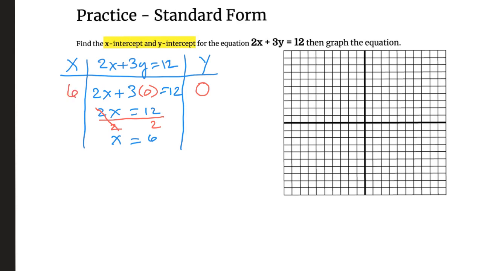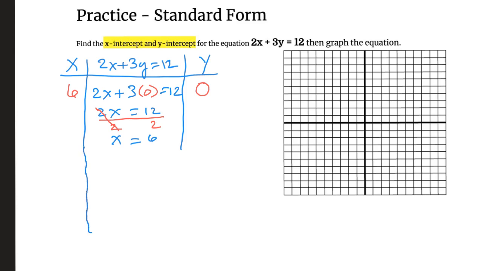Okay, now we need to find the y-intercept. Well, a y-intercept is where the line crosses or intercepts the y-axis, right here. Now you're going to notice it's the exact opposite. Any point that is on this y-axis right here is going to have an x value of 0 because we haven't gone anywhere left or right. We're just going up and down. So this is the exact opposite. I'm going to plug in 0 for x this time.